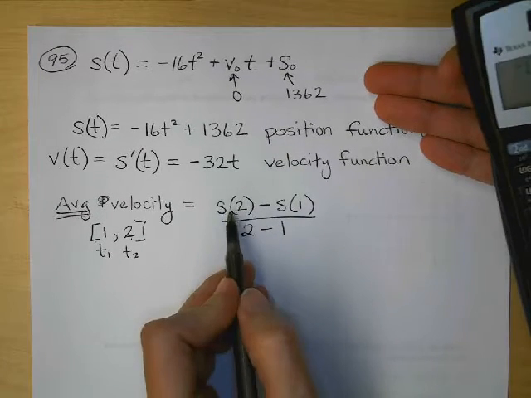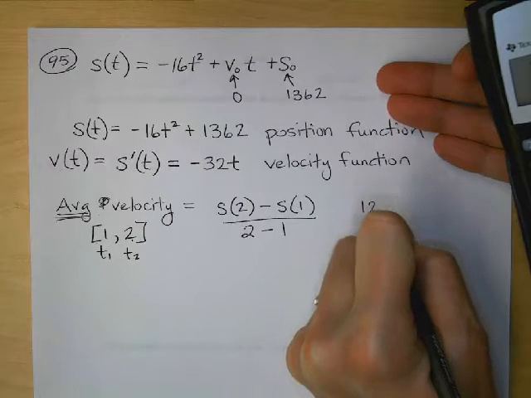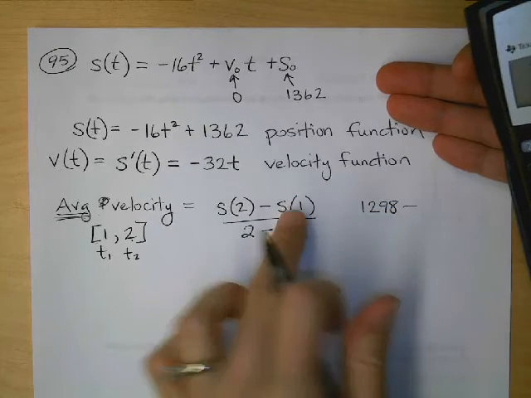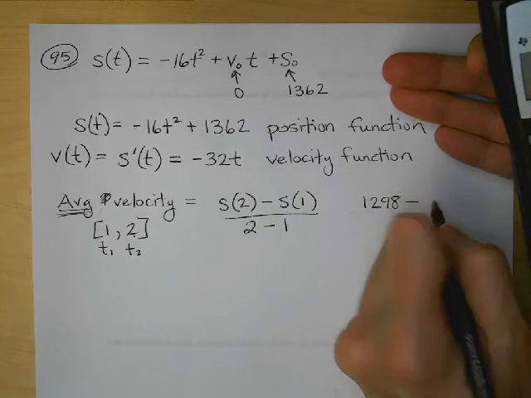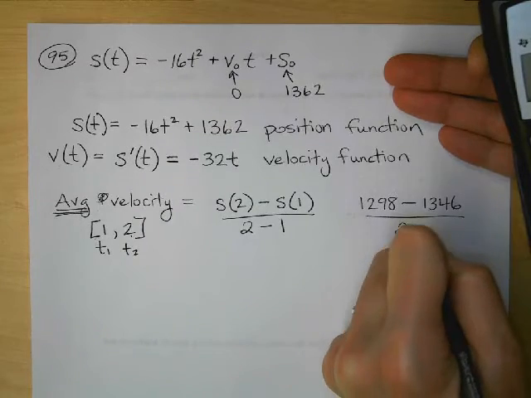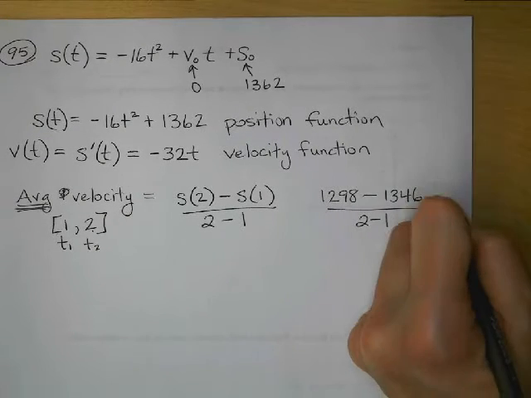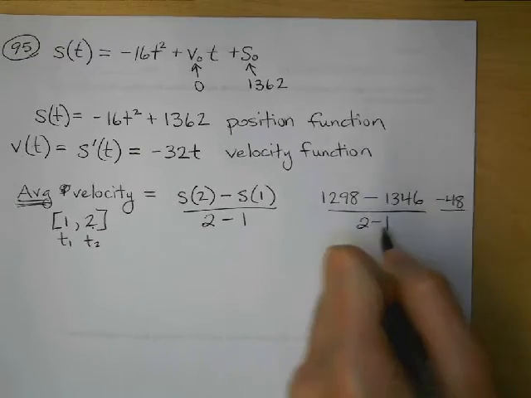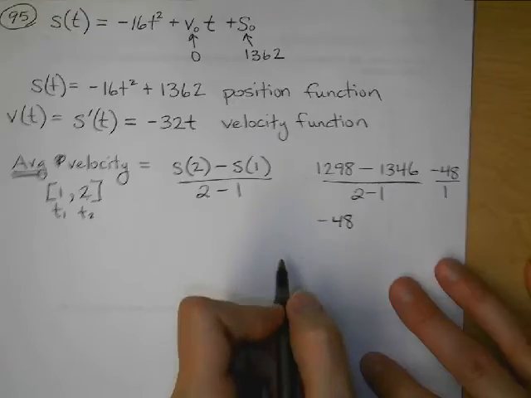Okay, so you plug in s of 2, and I got, if I did it right, I got 1298. And then you plug in s of 1, and I got 1346 over 2 minus 1. So you're just figuring out the math on that. So 1298 minus 1346. So I got negative 48 over 1. So it's negative 48 for the average velocity.